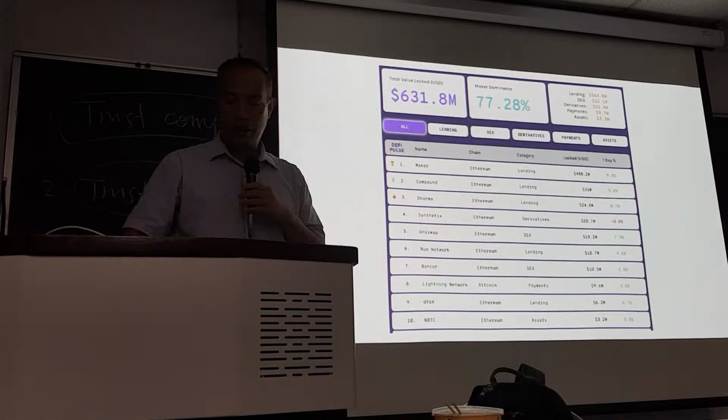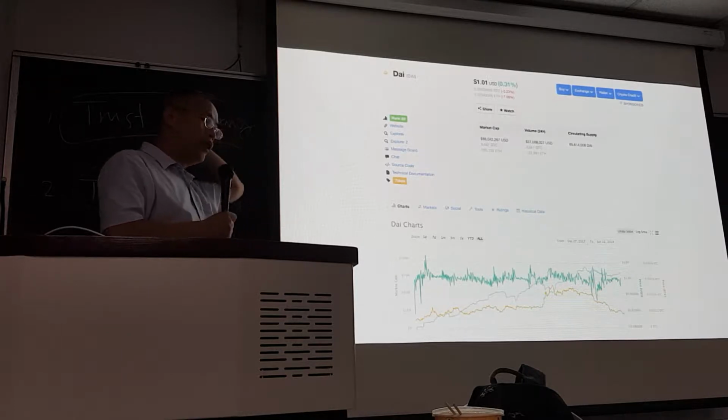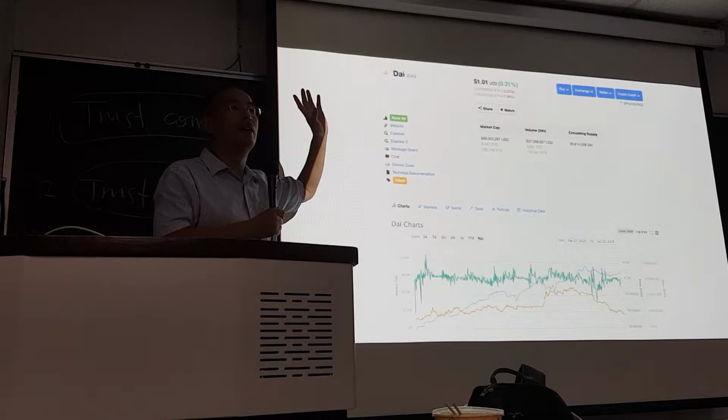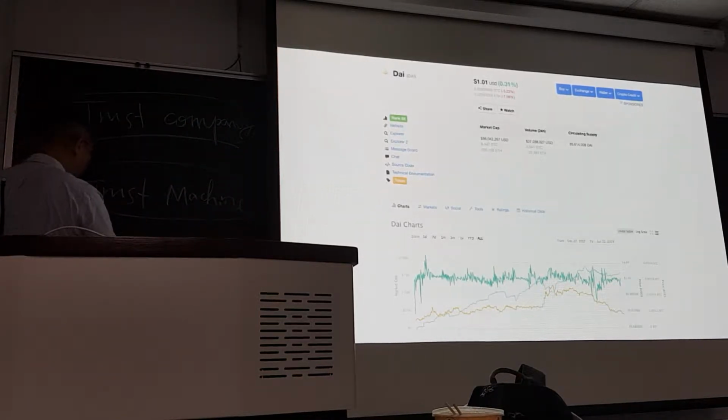Momentum, then we can say something about DeFi. Okay. So first, I want to talk about stablecoin. Dai B. Okay, Dai is a stablecoin. Okay, if you know Chinese, okay.